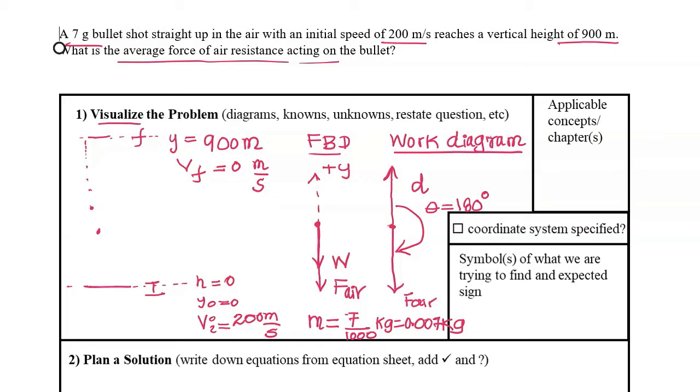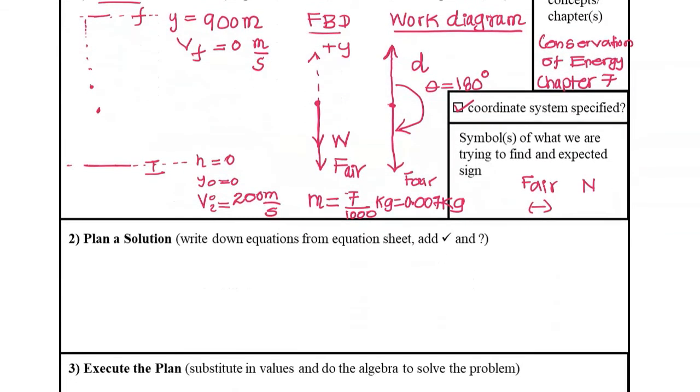Okay, so now we identify the knowns and unknowns. We have visualized the problem. Let's see the applicable concept. We have to use the conservation of energy in this question. This is chapter 7 in your textbook. The coordinate system is specified. We have taken up as positive, and we are trying to calculate the average force of air resistance. The unit is newtons, and we expect a negative sign based on our coordinate system.